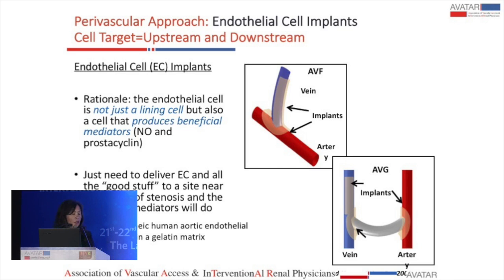So what the investigators thought of doing was getting allogeneic human aortic endothelial cells, culturing them in gelatin, in a gel film, and came up with a device called Vascular Gel. So they put this Vascular Gel on the outside of the artery and vein anastomosis at the time of surgery, and in grafts between the graft vessel anastomosis, to see if it would have an impact on neointimal hyperplasia.